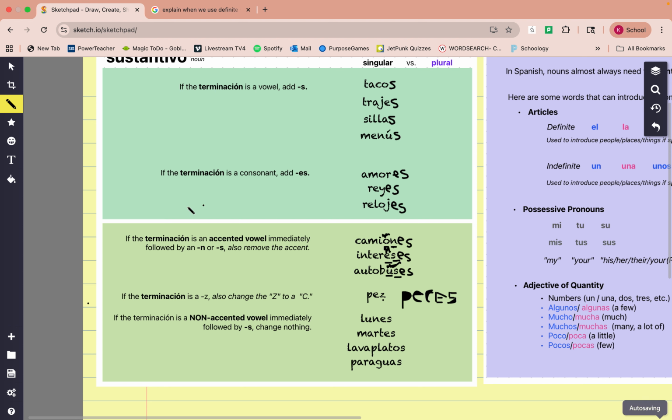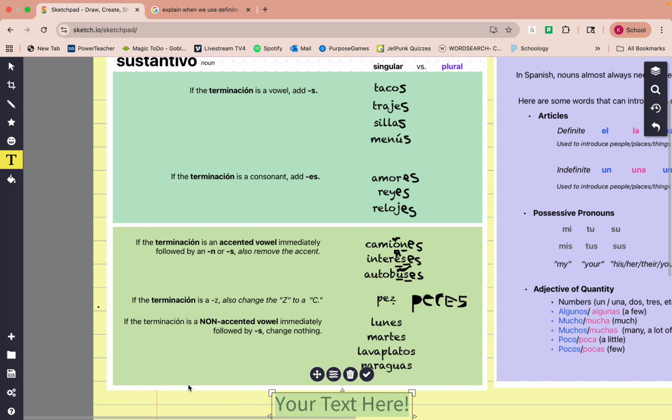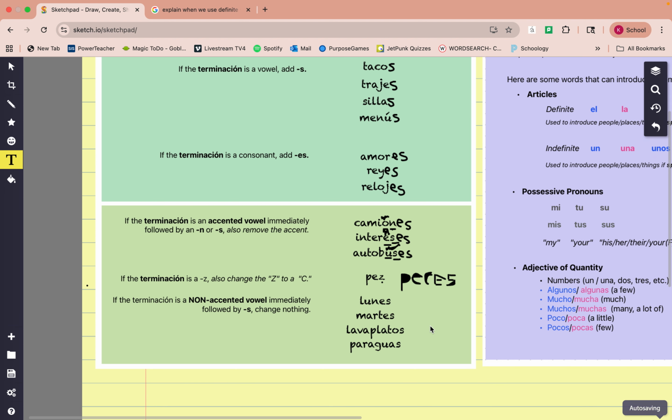Well, pardon this weird thing that the pen is doing. I don't know what's going on. So instead of pez, P-E-Z-E-S, peces, we're changing that Z to a C, and it becomes peces. All right. We will not let technical difficulties get us down.